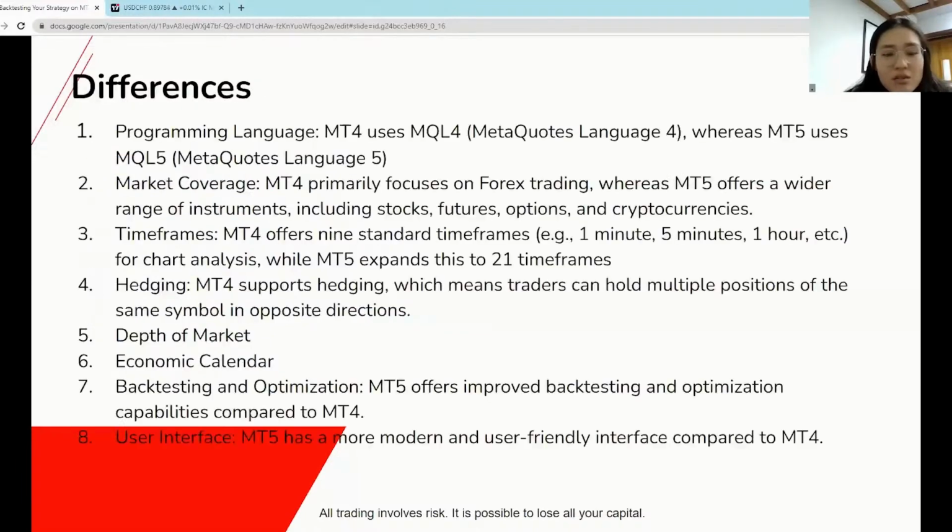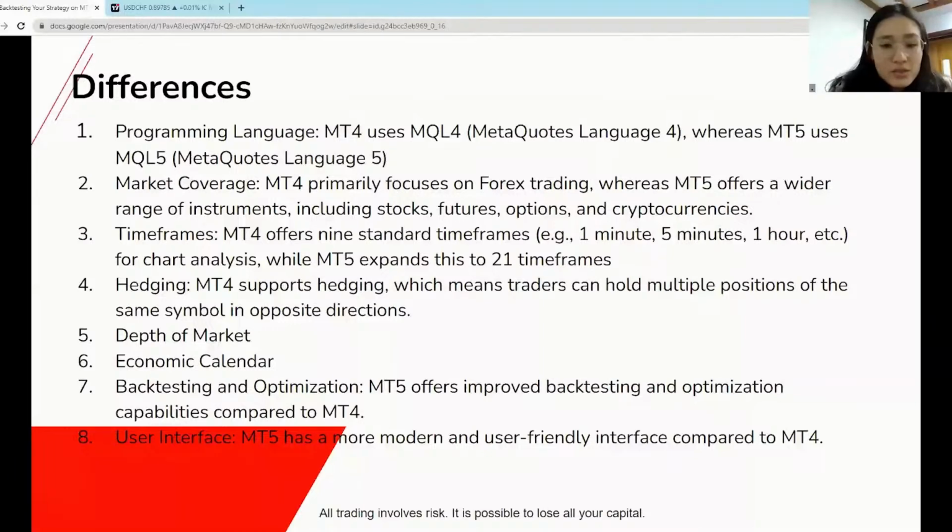Okay. I've briefly touched on some of these, so I'm just gonna skim through these as well. There are a couple of similarities that I mentioned earlier and a couple of key differences that we want to point out. Firstly is the programming language. MT4 uses MQL4, which is MetaQuotes' language 4, whereas MT5 uses MQL5. MQL5 is an enhanced and more versatile programming language compared to MQL4. This offers more advanced features and capabilities for developing custom indicators, EAs, and scripts, if that is something that you are looking at.